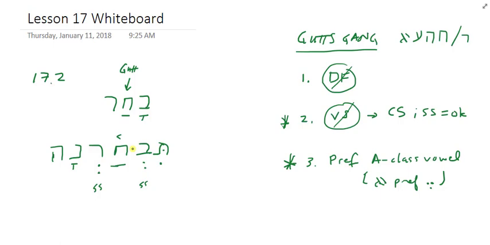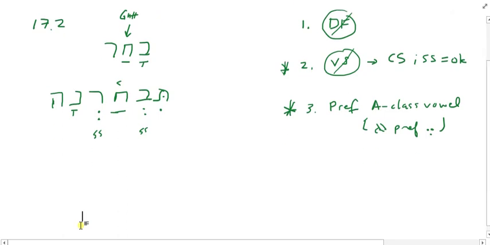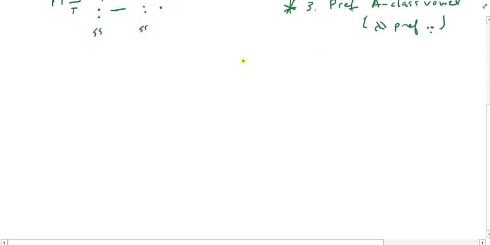Let's talk about the guttural in root 3 position. This is where I have a verb like shama. Shama, which means to do what? To listen or to hear. That's right. And the qal imperfect 3ms should be yishmo, right? I would expect a holem here. But we have learned something about gutturals. The guttural is in root 3 position here, and gutturals like A-class vowels to be under them, but gutturals also like A-class vowels before them if they can get them.